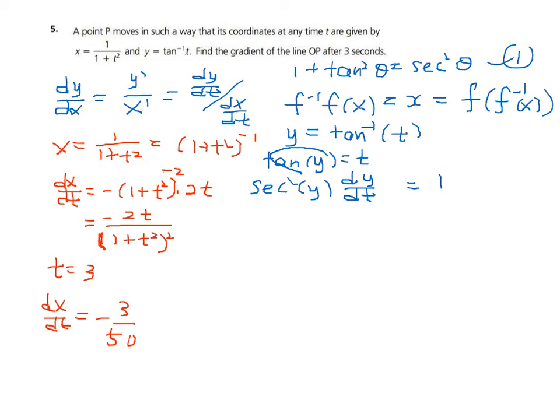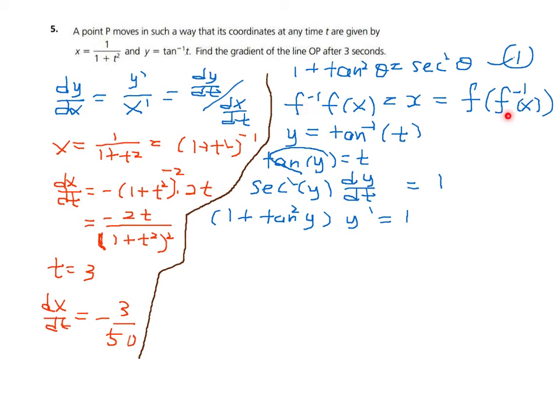And so here we employ the first identity. Secant squared is 1 plus tangent squared, and I end up getting 1 plus tangent squared y, times dy/dt, which is y prime, equal to 1. So right here we need to be very careful, because we are going to employ this particular concept: the inverse of a function, operating on the function itself, gives you back x.